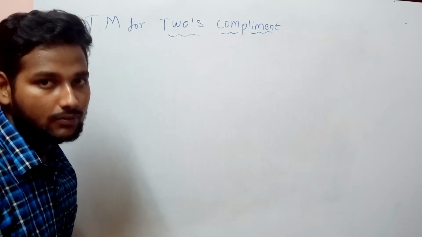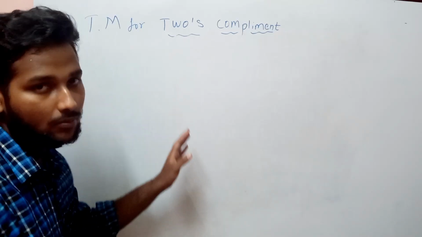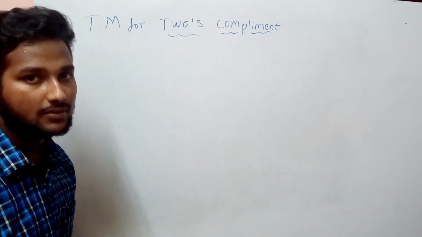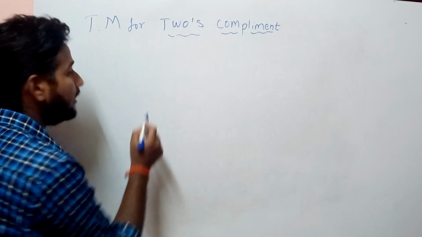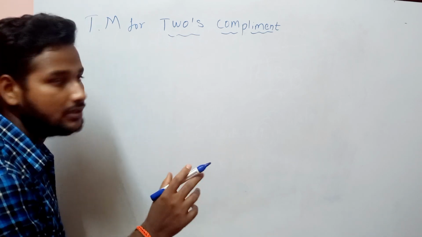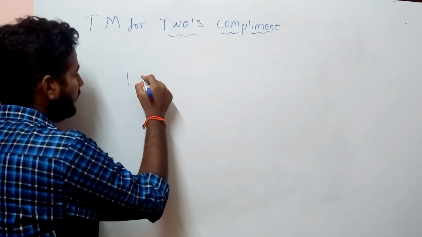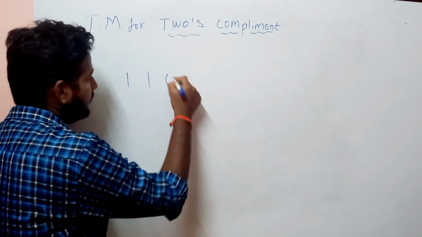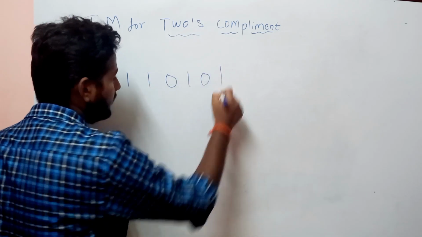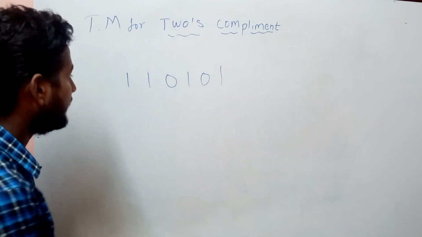In this video, we will discuss the 2's complement and construct a Turing machine for the 2's complement. Let us consider any string which is in the binary format. Let us take an example: 110101. This is a string in binary format.